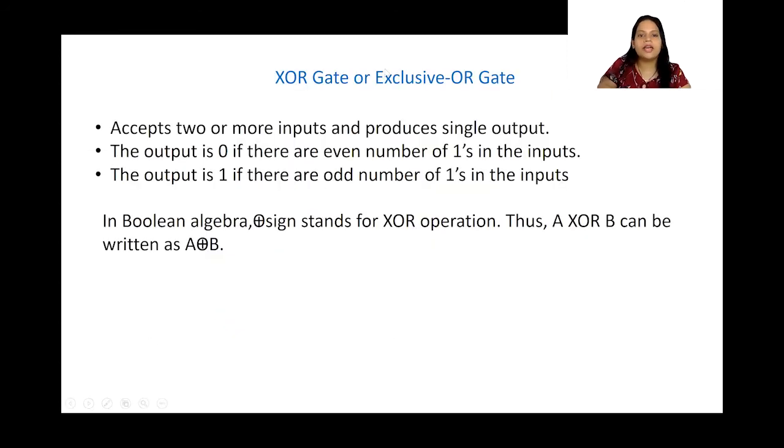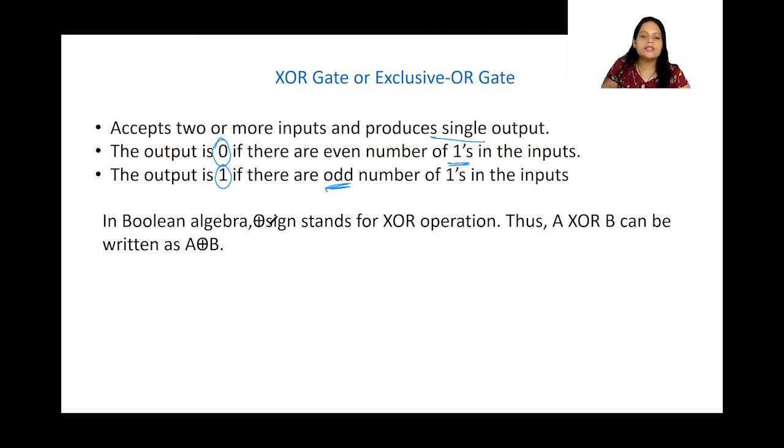Next we are going to learn the XOR gate or exclusive OR gate. This is something different. It accepts 2 or more inputs and produces a single output like any other gate except the NOT gate. The output is 0 if there are an even number of ones in the input, and the output is 1 if we have an odd number of ones. This you need to remember regarding the XOR gate. We are not using any other logic: if the number of ones is even, the output is 0; if odd, the output is 1.